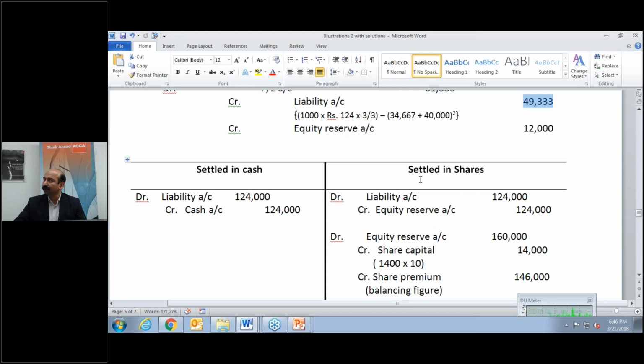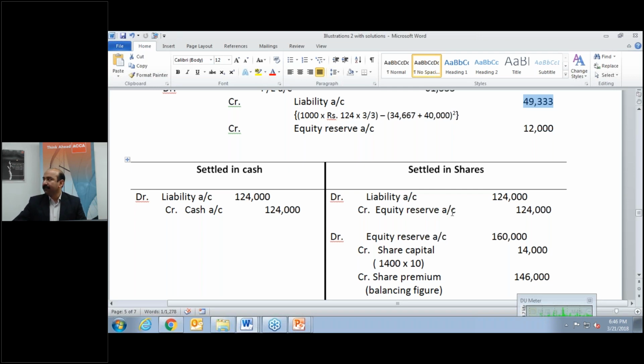Now, before moving to this part, what about the equity reserve? Equity reserve will remain there. Nothing will happen. No adjustment will be made to that, except if management wants to transfer it to the other component of the equity. That will remain there.